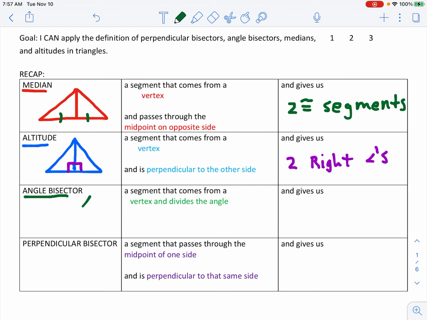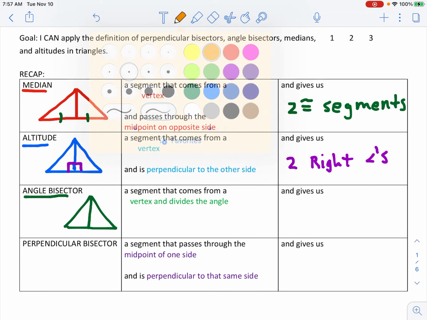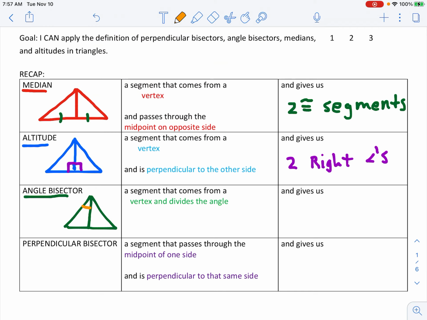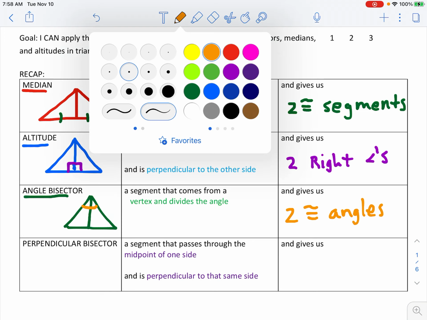All right, let's go over to angle bisector. It's a segment that comes down from the vertex again. So we go down from the vertex, except this time it divides the angle into two equal angles. So it gives us two congruent angles. Again, it's important that we mark our picture once we're given the keyword so that we know which equations we will be using in the actual picture.